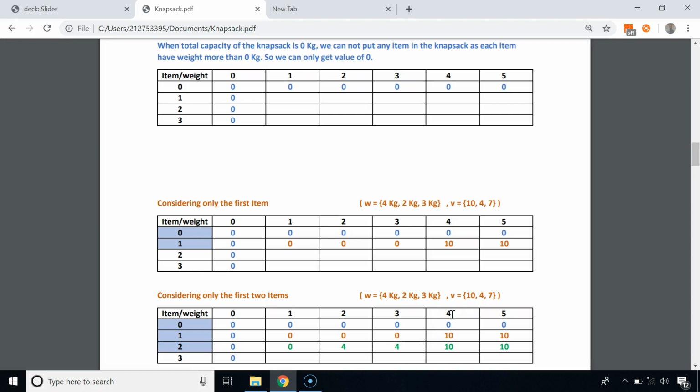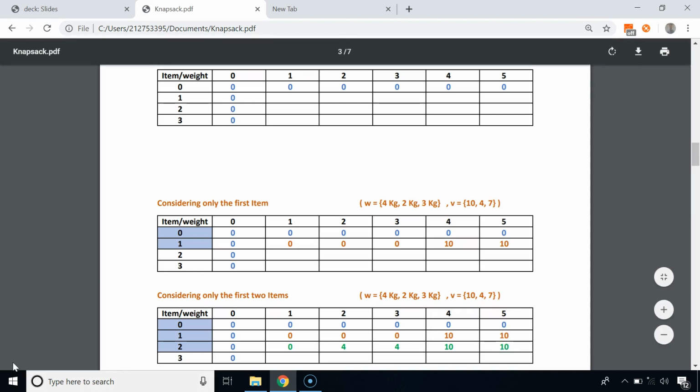Now when the knapsack capacity is 4, we can include the first item or we can take the second item, and if we include the first item, we will get the value 10, and if we include the second item, we will get the value 4. So we will take the maximum value, which is 10, so we will include the first item. Similarly, when the knapsack capacity is 5, we will include the first item, so we can get the maximum value, which is 10.